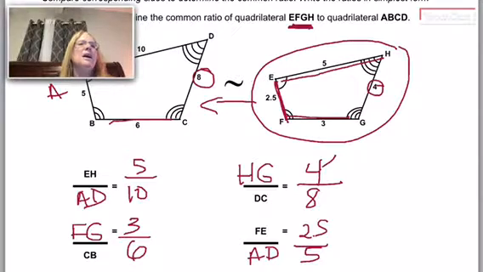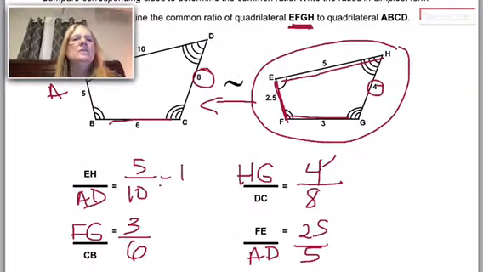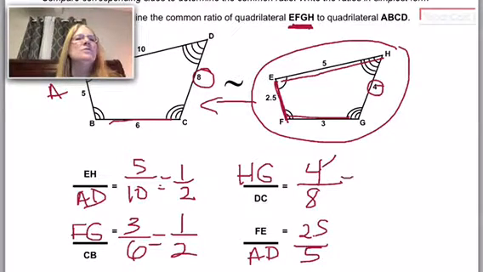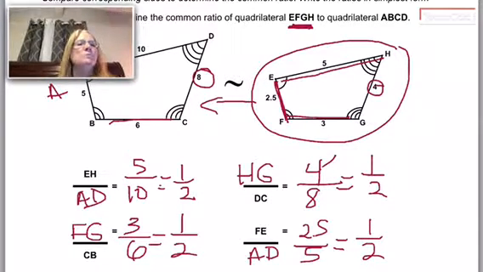So what they mean by a common ratio is that if we simplify each of these fractions, we get 1/2. So if our figures are similar, the ratio of all of their sides are going to be the same. Again, it matters which direction we're going. When they ask for the common ratio, you just take the measurement of the first one and put it on top, and the measurement of a corresponding side of the second one and put it on the bottom.